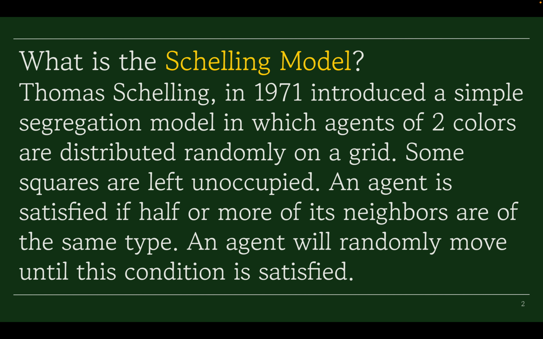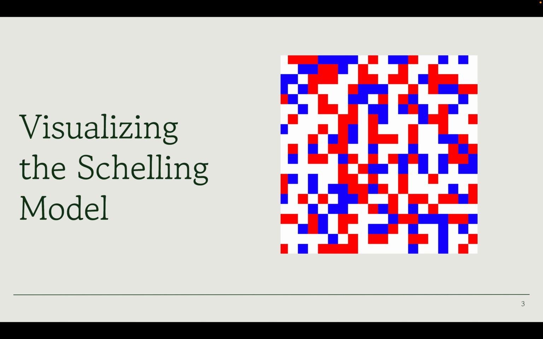So, what is the Schelling model? Thomas Schelling in 1971 introduced a simple segregation model in which agents of two colors are distributed randomly on a grid. Some squares are left unoccupied. An agent is satisfied if half or more of its neighbors are of the same type. An agent will randomly move until this condition is satisfied. Here's an example of a Schelling grid with red and blue cells at time 0.